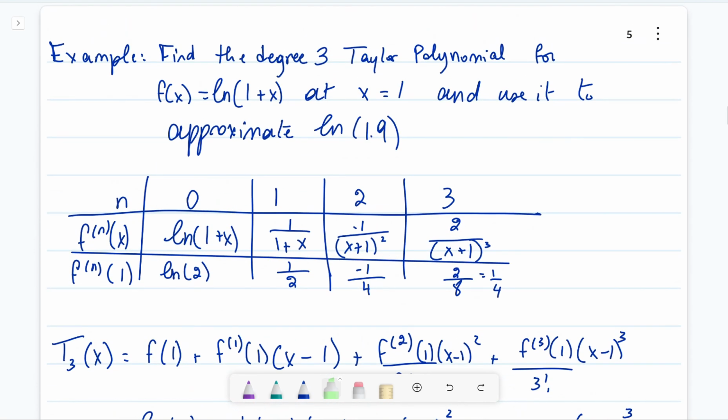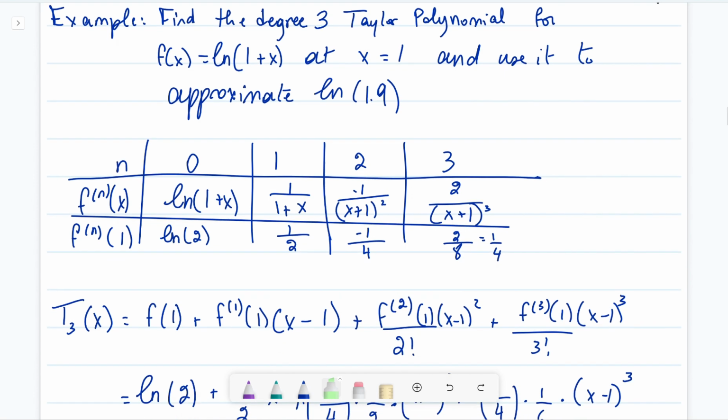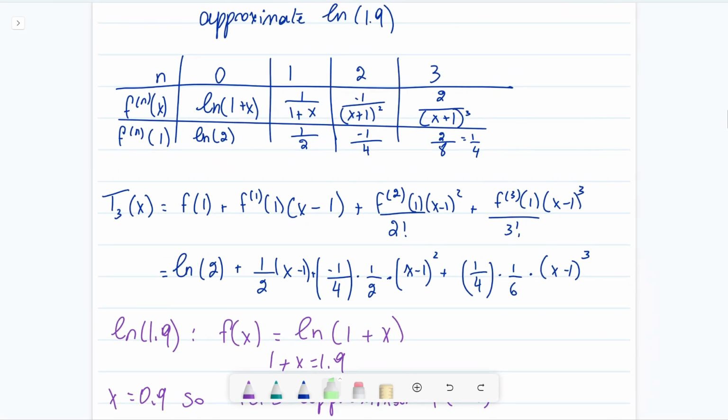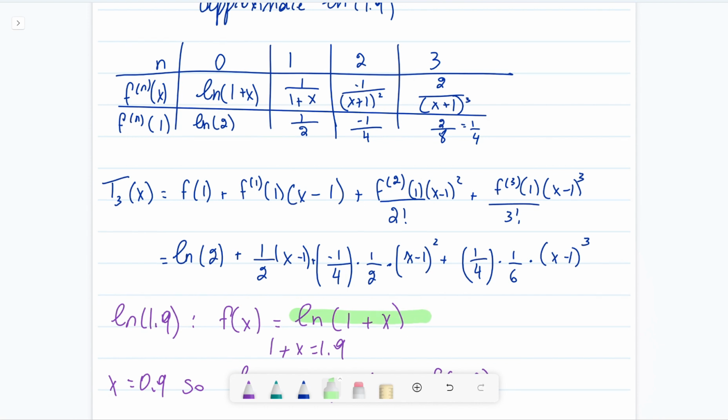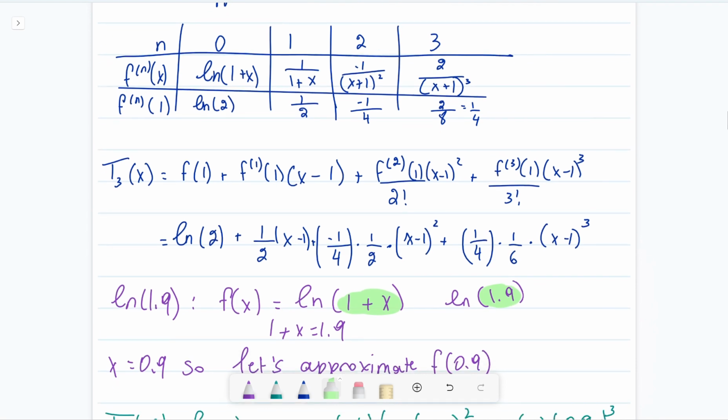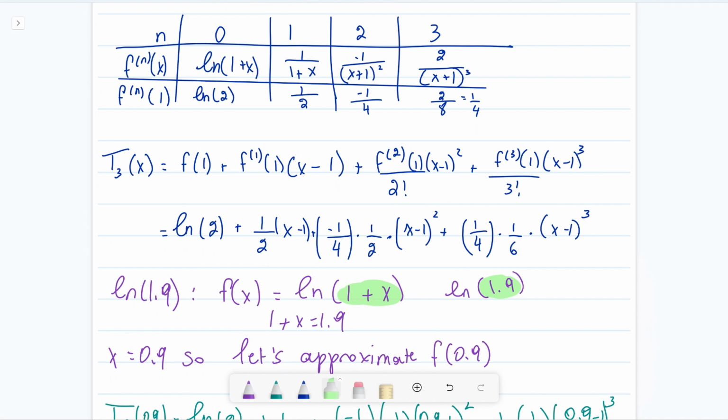Now don't forget that we are asked to approximate ln of 1.9. So our function is ln of 1 plus x. If I would like to approximate ln of 1.9, this means what's inside the ln has to be equal. So 1 plus x has to be equal to 1.9. So let us solve for x. x should be equal to 0.9. So then we will approximate when x equals 0.9.